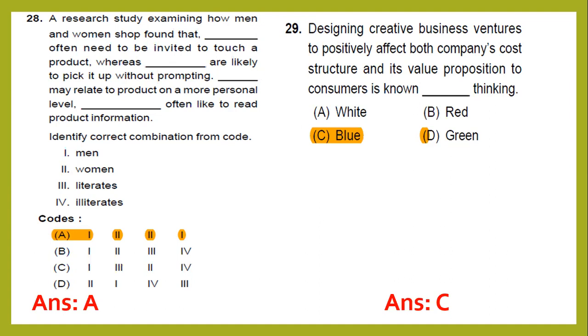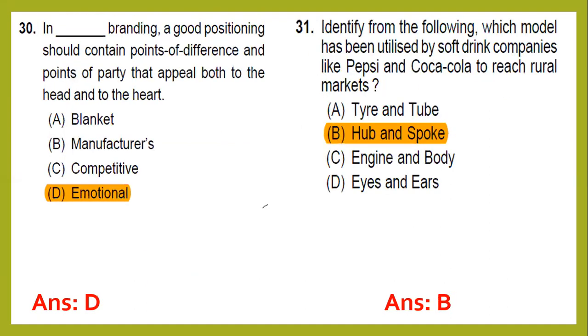Designing a creative business venture to positively affect both company's cost structure and its value proposition to the consumer is known as blue thinking. So it's correct option is C. 29th question, correct option is C, blue thinking. Now we go for 30th question.